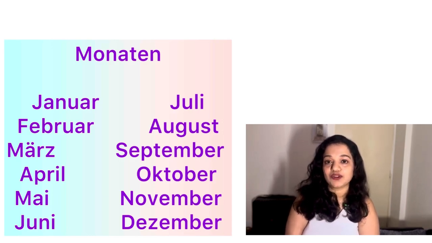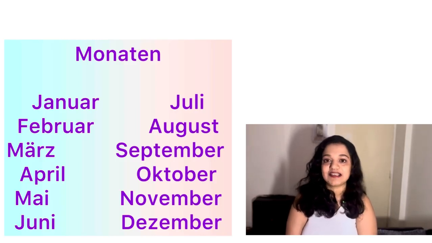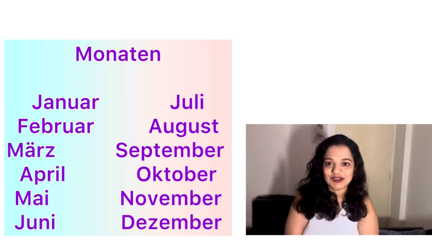Whenever there is V, like November, it is pronounced as F, so November. Similarly, J is pronounced as Y. So, Januar, it's not January, it's Januar. Juni, Juli.